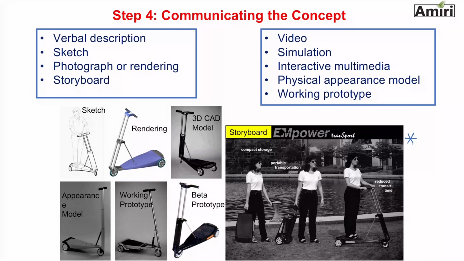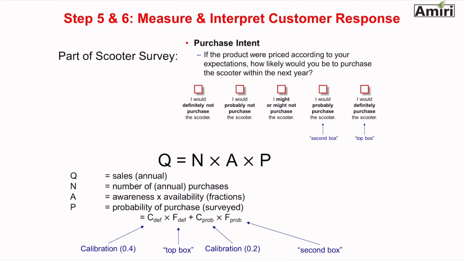This one is an appearance model, meaning it's not a working prototype, but they also had a working prototype. They even had a beta prototype developed. So they showed, I'm assuming, a working prototype or a beta prototype to their audience, and then they filled out a questionnaire. Step 5 was measuring their responses and interpreting their responses.